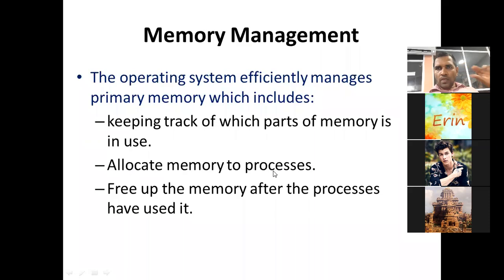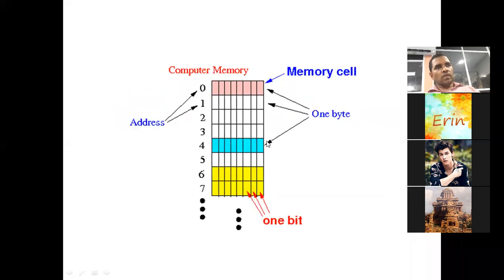Allocate memory to processes, right? If you have many processes, you have to allocate the memory. At the same time, once the process is over, the operating system frees up the space for other processes. All of them are memory management activities. It would be better if I show this diagram. Look here, your random access memory seems to be this, right? There may be small cages or boxes called cells. In each and every cell, data can be saved.